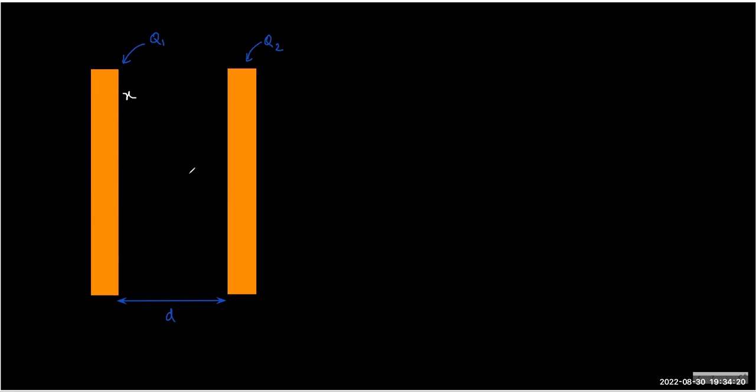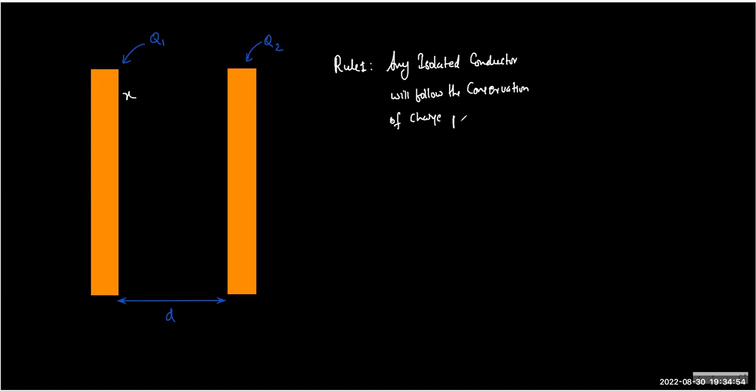Okay, so as long as a conductor is isolated, what remains constant? Its charge. So rule number one is: any isolated conductor will follow the conservation of charge principle, or simply, the net charge of any isolated conductor remains constant. That's simple.